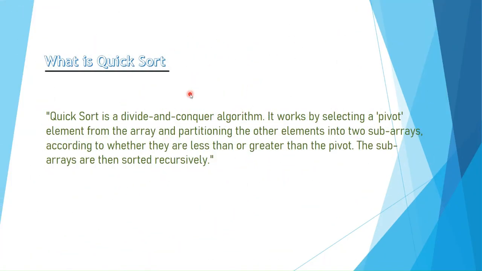First of all, let's understand what quicksort is. Quicksort is a divide and conquer algorithm. It works by selecting a pivot element from the array and partitioning the other elements into two sub-arrays according to whether they are less than or greater than the pivot element. The sub-arrays are then sorted recursively. So let's move on to understand the problem statement.